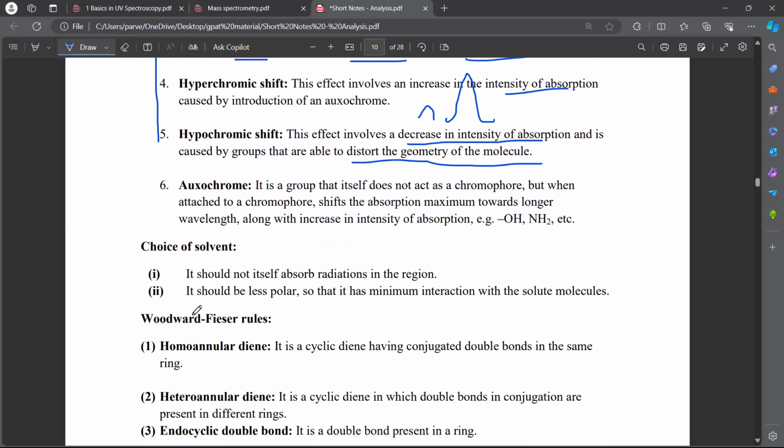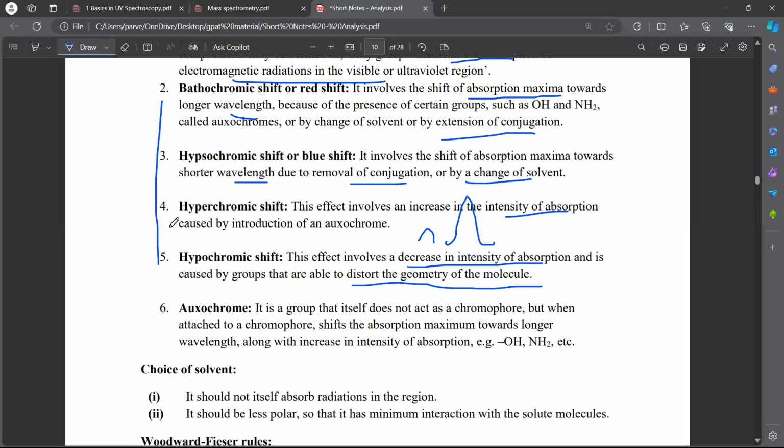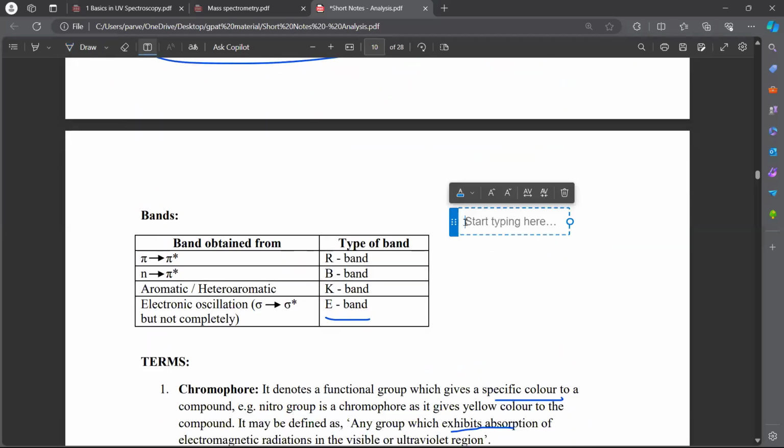So this is basically the choice of the solvent which is used, generally different solvents. Let me frame a question here. Which solvent is not used in UV? First one, water.